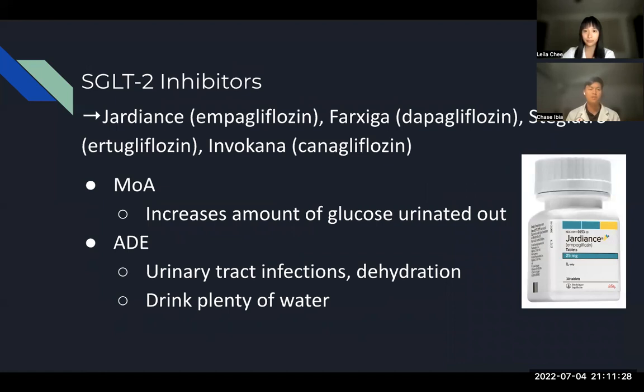Then there's the SGLT2 inhibitors. These are Jardiance, Farxiga, Steglatro, and Invokana. They increase the amount of glucose urinated out. Main side effects are potentially urinary tract infections and dehydration, but drinking plenty of water with these medications can limit this.